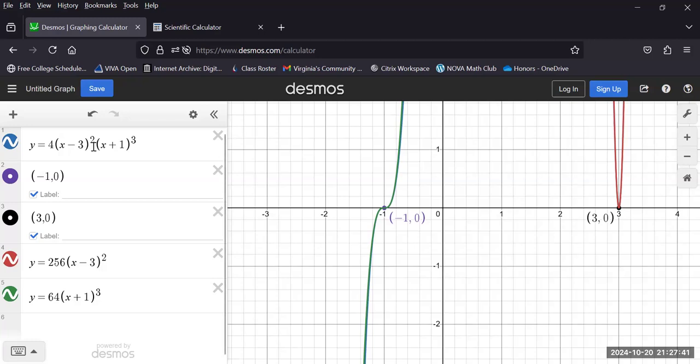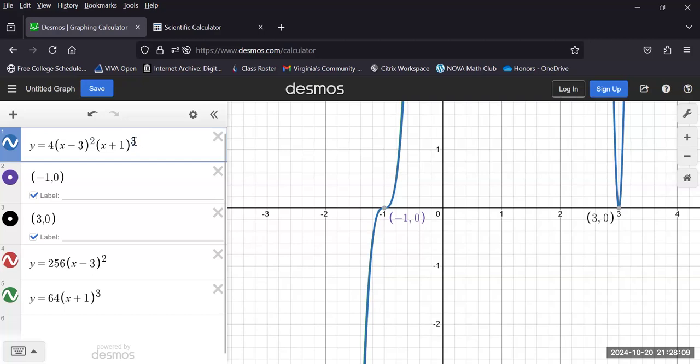Power two is basically just one multiplication. Power three is going to be two. So we have one multiplication from the two, and then two for the three, so that's five already. And then you have the multiplication between these two terms, so that's six, seven.